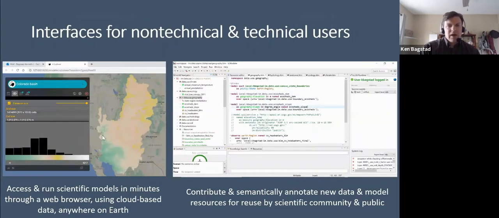There are two interfaces within ARIES, and I'll be showing the interface on the left today. I won't have time to get into the one on the right, but I mention this because, as I mentioned on my first slide, when we want to make scientific data and models very accessible, we do those through a web browser. You can run models for anywhere on Earth using cloud-based data and models. But we also have this interface on the right, which is a bit more technical, and this is how scientists can contribute new data and models to a system that can then be picked up by ARIES and reused in new computations by new users.